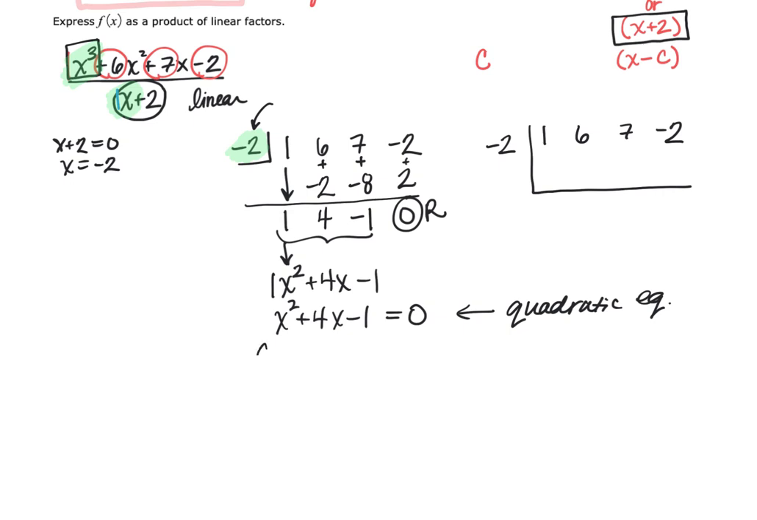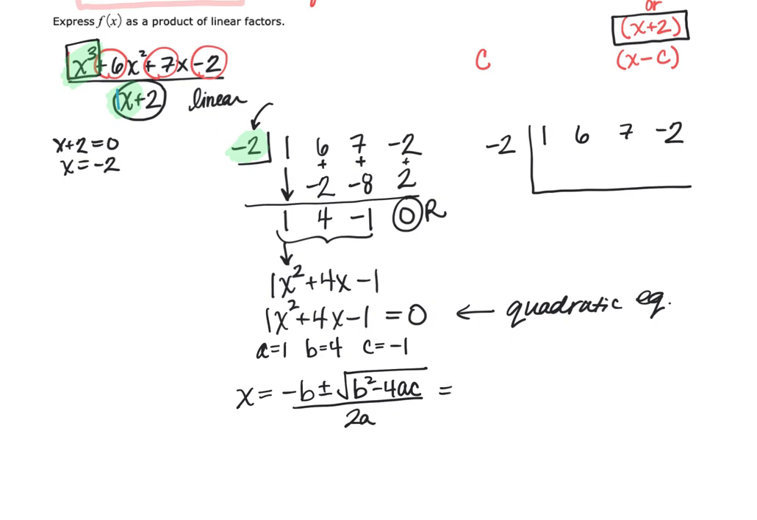So in this case, we know that A is equal to 1. That's my leading coefficient. B is equal to 4. That's the coefficient of the x term. And C is equal to -1. That's my constant. So the quadratic formula is x is equal to -b plus or minus the square root of b squared minus 4a times c, all divided by 2a.